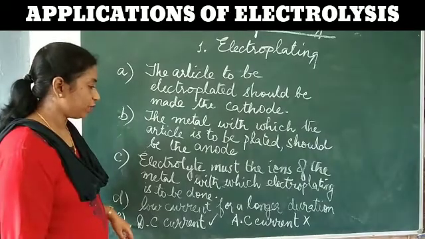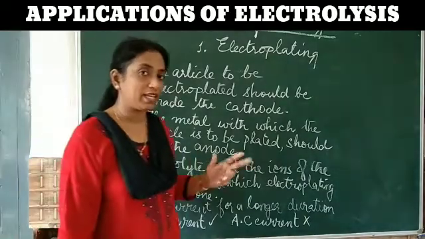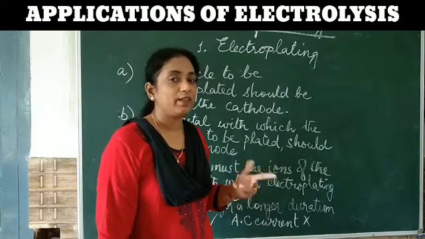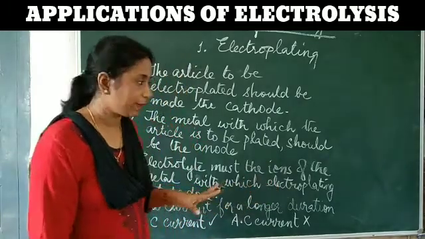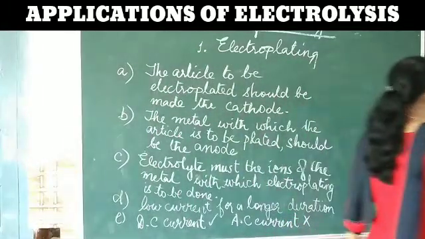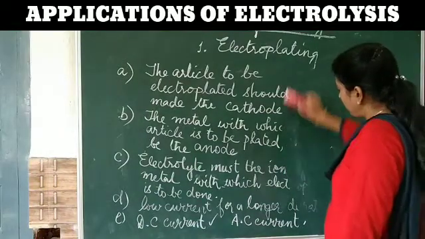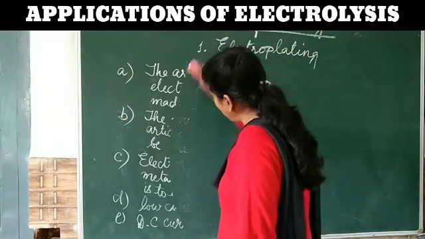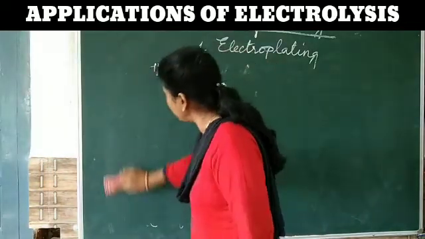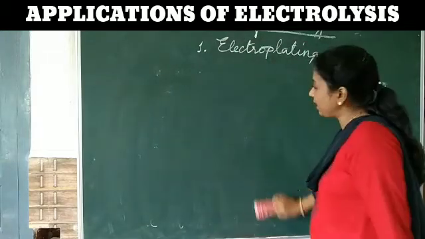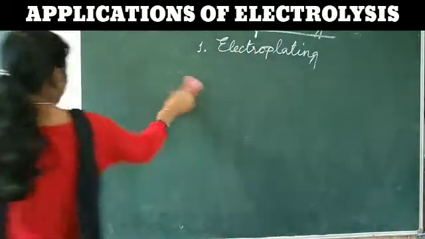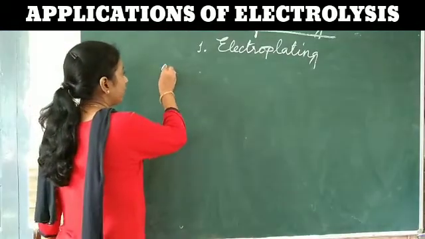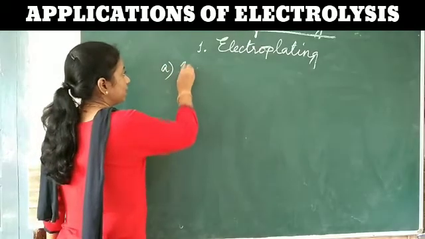And DC current should be used and not AC current, because AC current will keep changing the direction and the electrodes will keep shifting and there will be no effective deposition, okay. Now, in your syllabus, you have two types of electroplating, that is electroplating with silver and electroplating with nickel. So keeping in mind all these 5 points, let us see electroplating with silver.